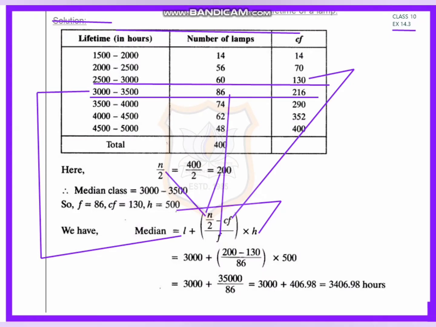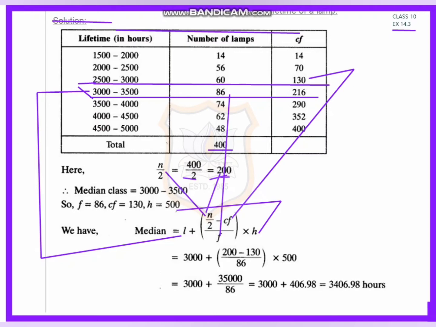Now first of all we have to find n by 2. Total n is 400, so 400 by 2 is 200. Now I have to decide the median class. I have selected this class on the basis of this 200. After 130 we have 200, meaning 200 will fall in this class, so I have selected this class. Now the median formula is L plus (n by 2 minus Cf) upon f into h.